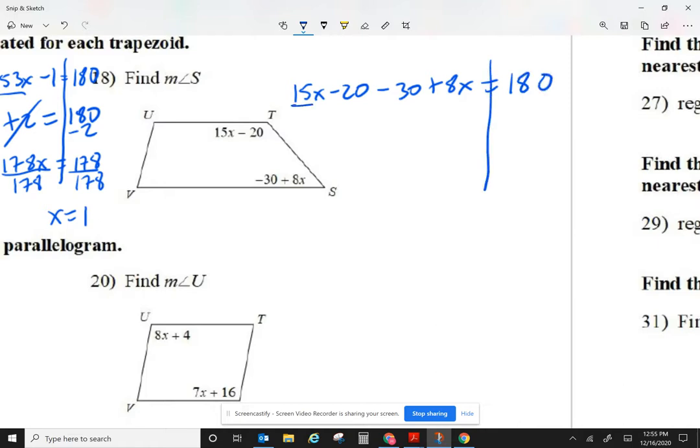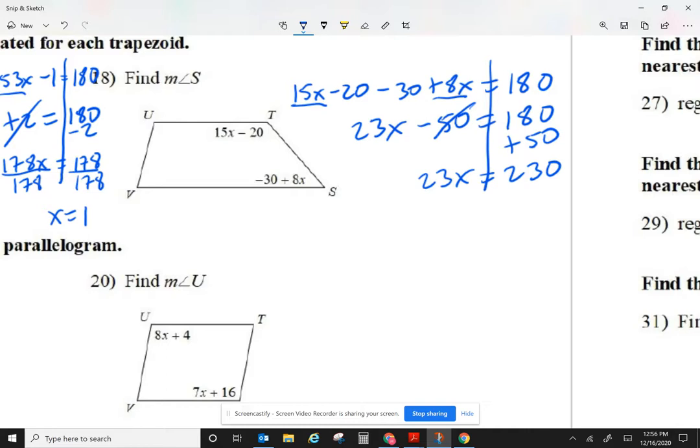Now, on the left side, let me simplify by combining like terms. 15 plus 8 is 23, so it gives me 23x. Negative 20 and a negative 30 gives me negative 50. This is equal to 180. To get the x by itself, let me move the negative 50 as a plus 50. So that gives me that 23x equals 230. Let me divide by the number in front of the x. So x is equal to 10.